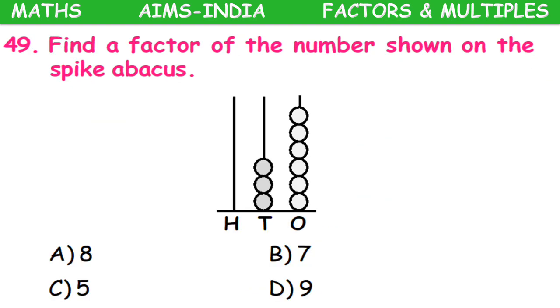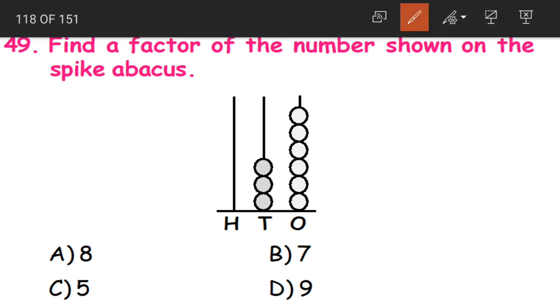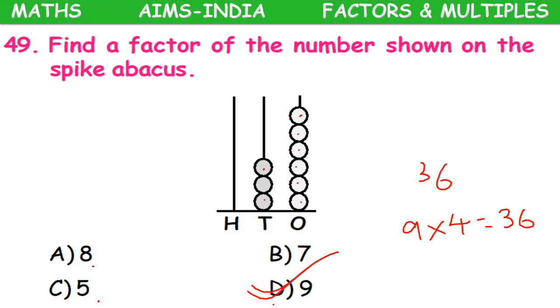Next question. Find the factor of the number shown on the spike abacus. What is the number here? 1, 2, 3, 4, 5, 6. So 6 in the ones place and 3 in the tens place. The number is 36. Now from the given numbers, which is the factor of 36, children? 9. We have 9 fours are 36. Yes. So 9 is the factor of 36 here.